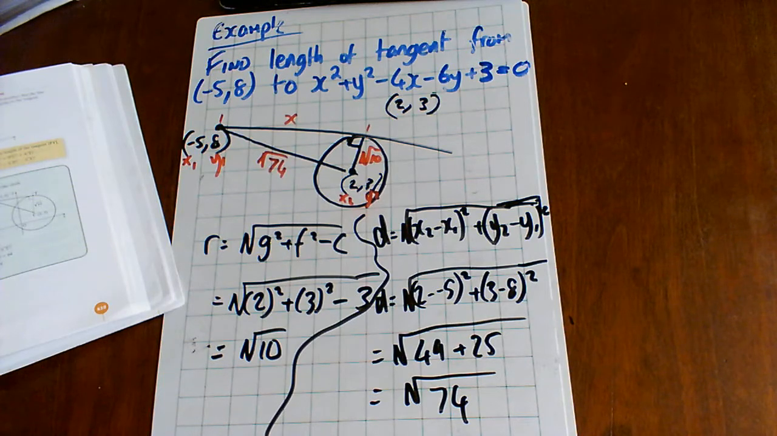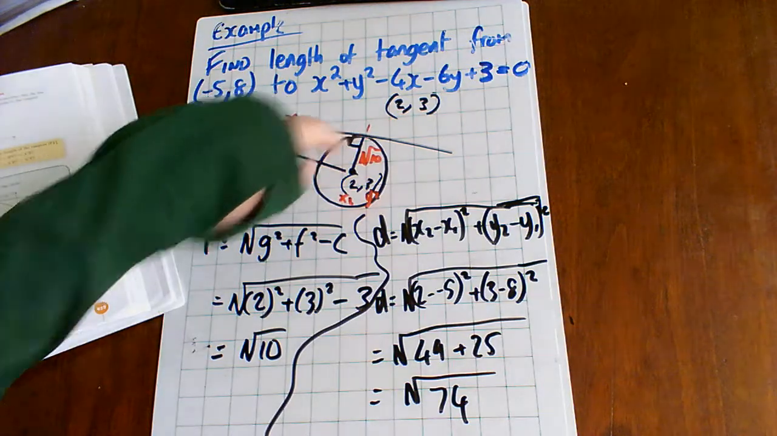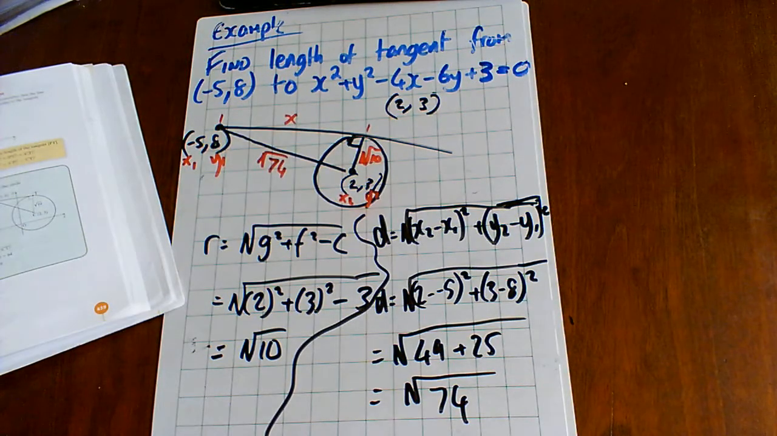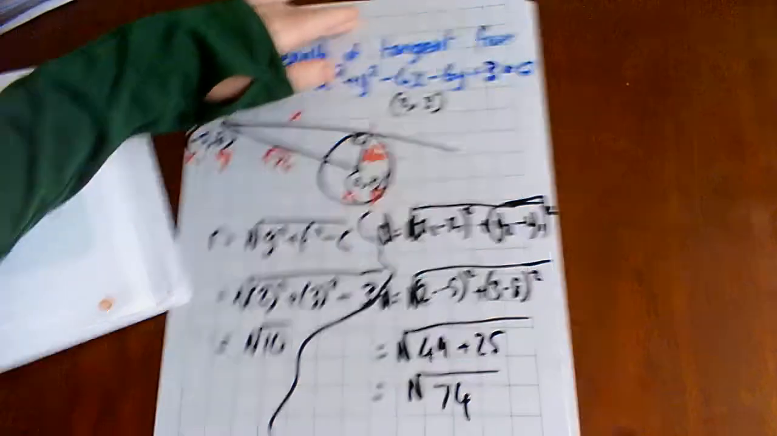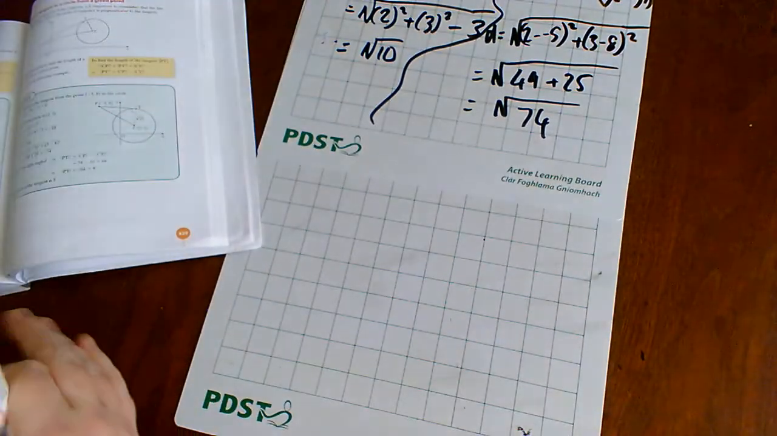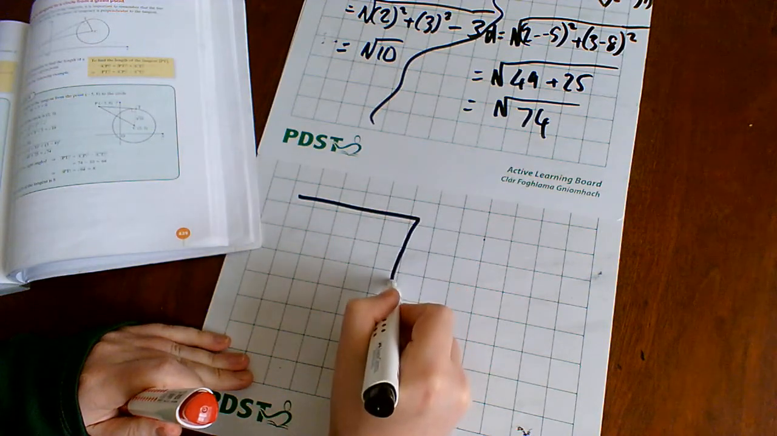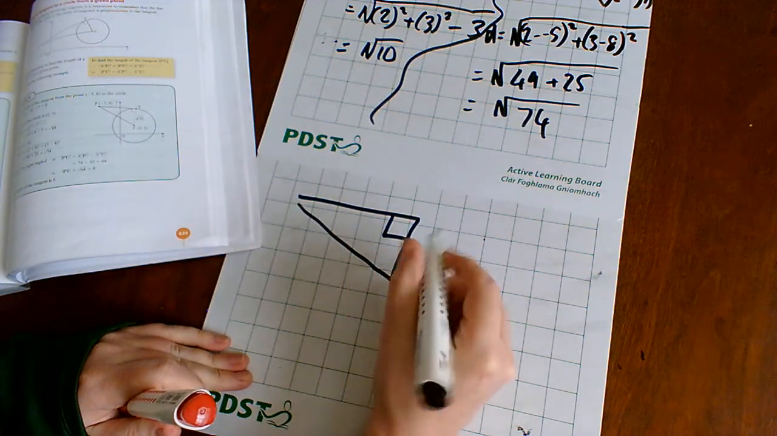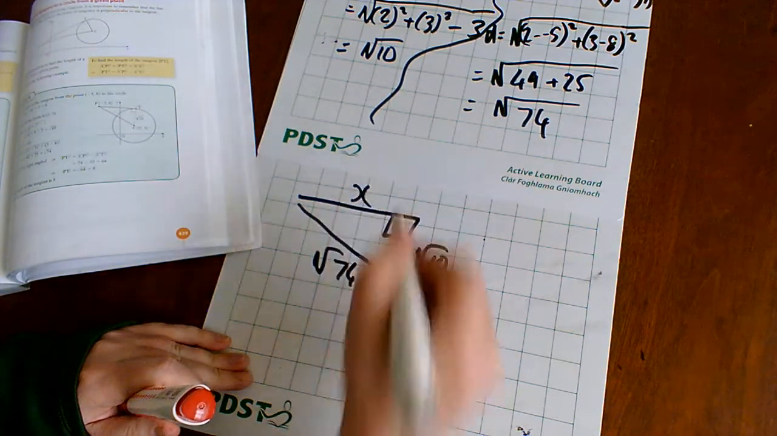And what we're asking in the question is, what's the length of this line here? From this point to the circle, what's the length of the tangent? And this is a right angle triangle, so we just use Pythagoras. Okay, so if we just slide this up here, one sec. We now have a triangle that looks like this. This is a right angle. This is square root 10. This is square root 74. And we're looking for x.